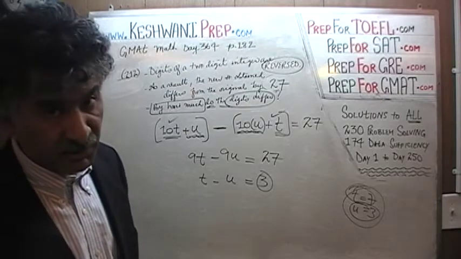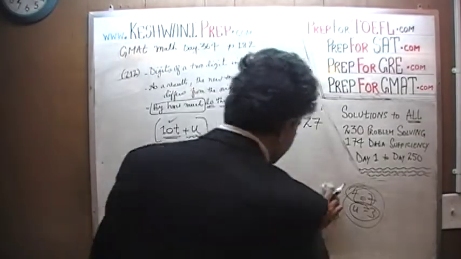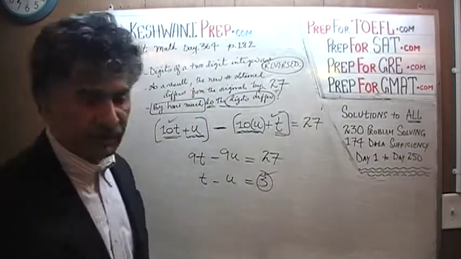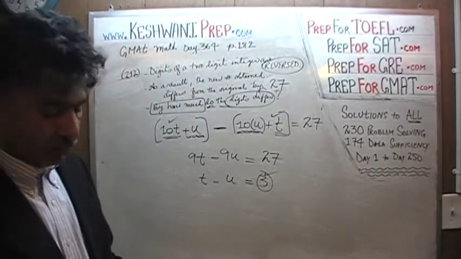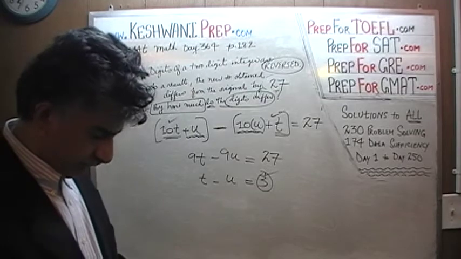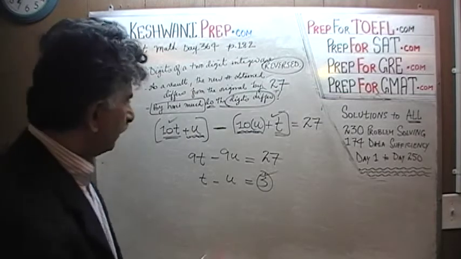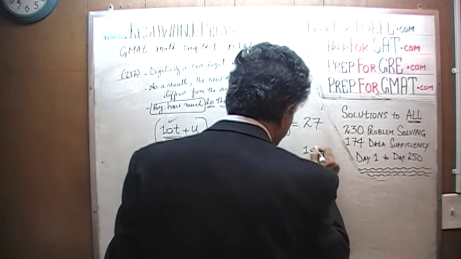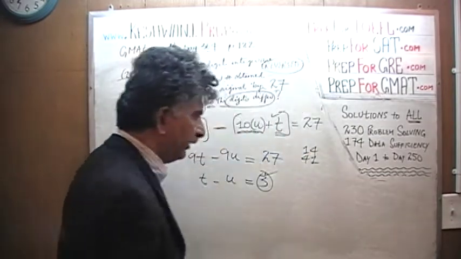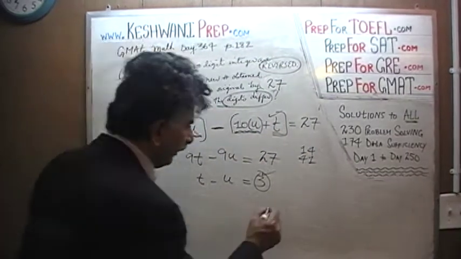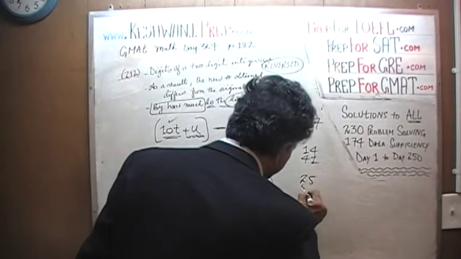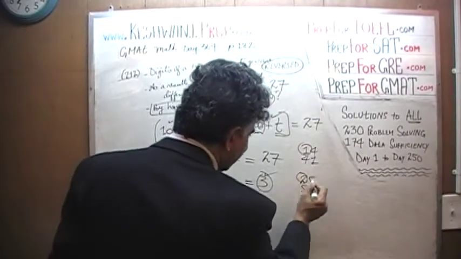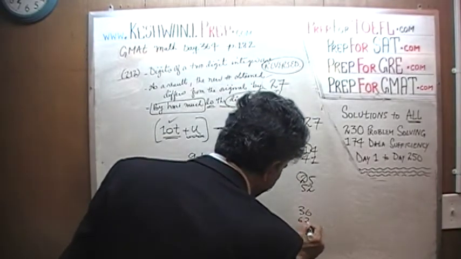Should we list all the possibilities? Let's list all the possibilities such that the two digits differ by 3. Let's list them. Well, it starts systematically. How about, let's start with 1. 1 and 4, which when we reverse, becomes 41. It could be 2 and 5, which when we reverse, becomes 52. Let's do 3. 3 and 6, which becomes 63.